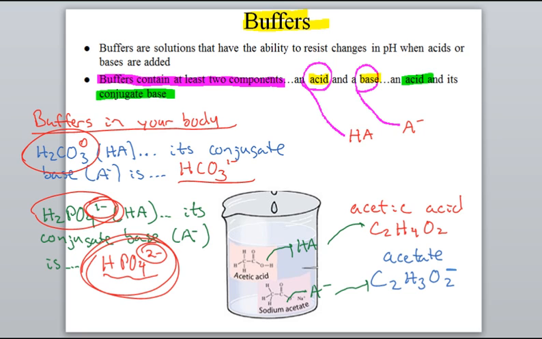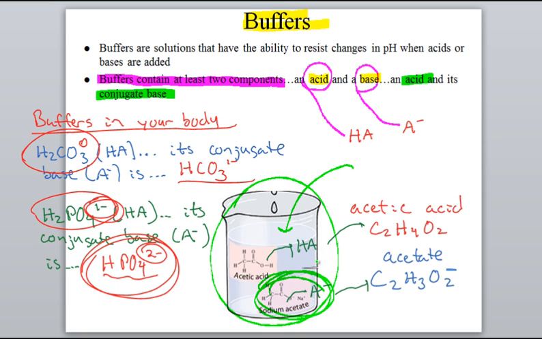There's another concept about buffers that we haven't talked about yet, and that's buffering capacity. If you made a buffer in a beaker, if you kept adding acid, eventually all the base component would be used up. Whatever starting concentration you start out with, that gives you an idea of the buffering capacity.